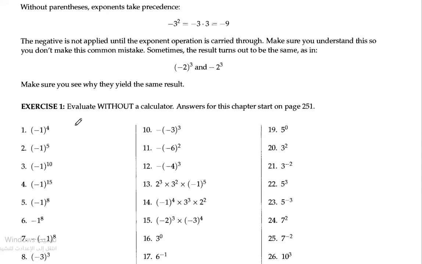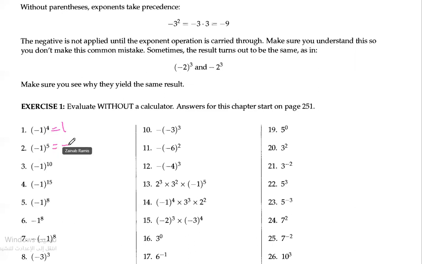Since the power is an even number, the negative will be removed. So negative 1 to the power 4 equals 1. Okay. Minus 1 to the power 5, what is it? It's going to equal negative 1.